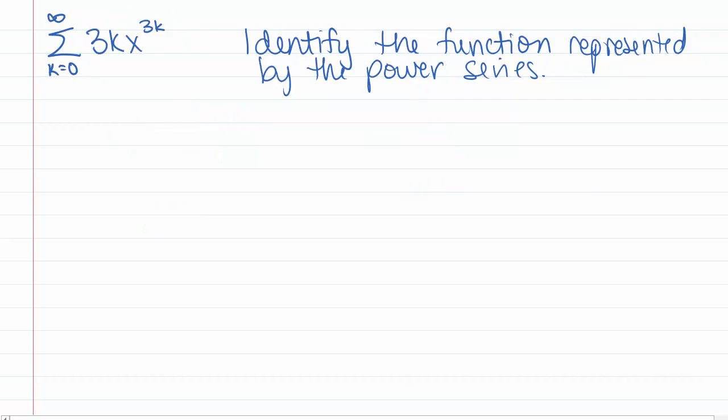Let's do one more of these. Identify the function represented by the power series. Now we have 3k x to the 3k. Here we want to recognize that by having this k out front, it should make us think about derivatives. So what was the derivative of x to the 3k? That'd be 3k x to the 3k minus 1, since k is a constant here. And that's kind of what we have.